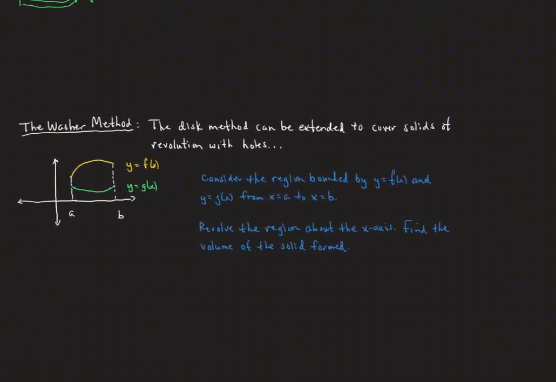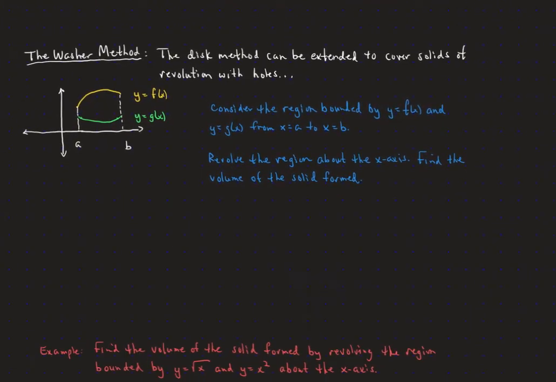Okay, now the next one we're going to talk about is the washer method. A washer is kind of an extension of the disk method when our integral is going to have a hole in it. So if you look at the region bounded by f of x in the yellow and g of x in the green, from x equals a to x equals b, and we're going to revolve it around the x-axis.